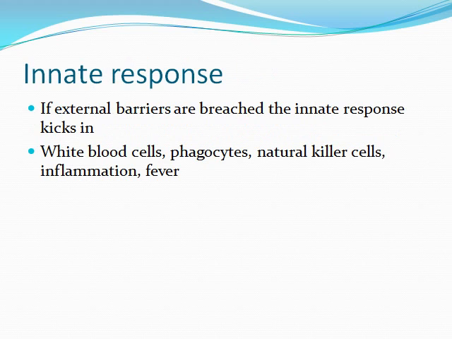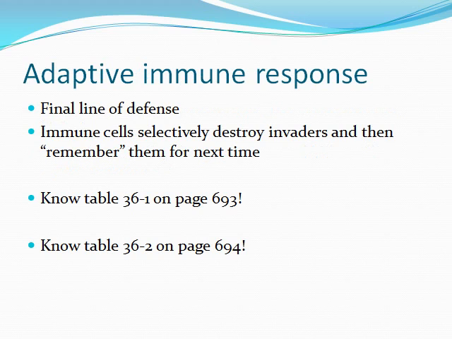Now the innate response is the next line. So if that non-specific defense is breached, then your innate response is going to kick in. So white blood cells, phagocytes, natural killer cells, inflammation, and fever are all part of the innate response system. And then you have the adaptive immune response. Adaptive is it. That's your final line of defense before you have to go to the doctor and get some medicine. Immune cells selectively destroy invaders, and then you have a unique thing with the adaptive immune response. You have your memory cells.